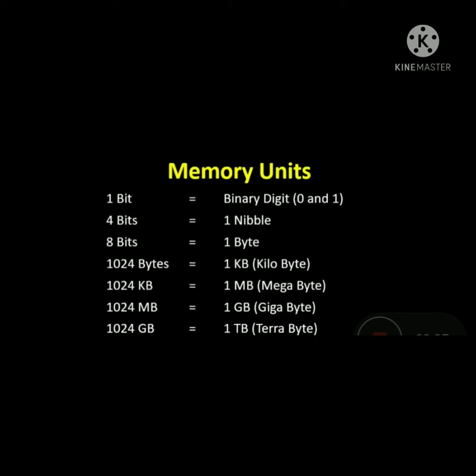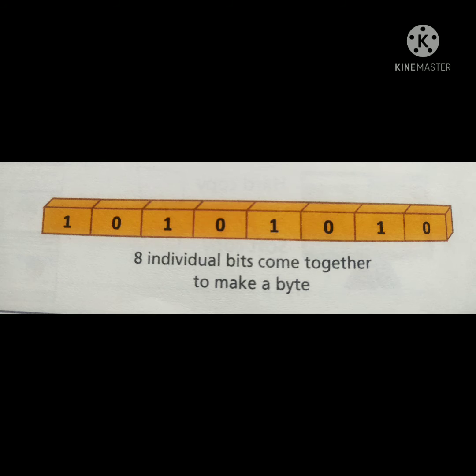Now, let us see some memory units. 1 bit is equal to a binary digit, 0 or 1. 4 bits is equal to 1 nibble. 8 bits is equal to 1 byte. To write one alphabet, it takes 8 bits, which means 1 byte.